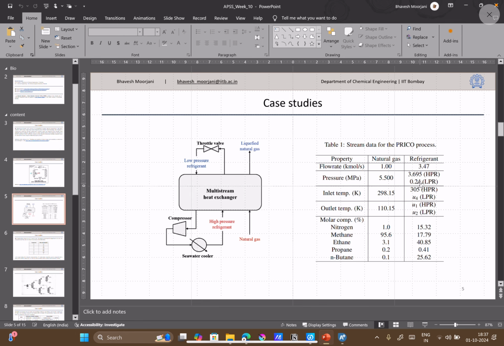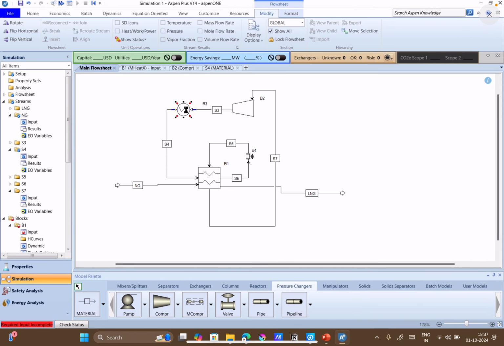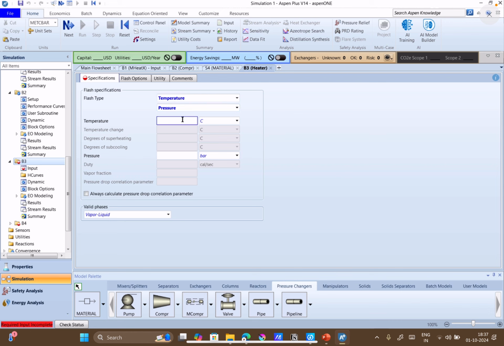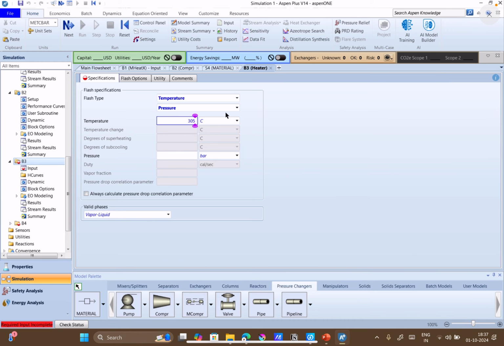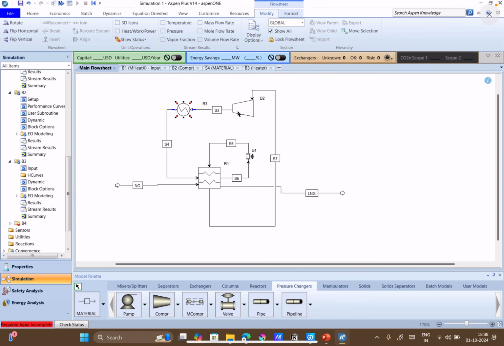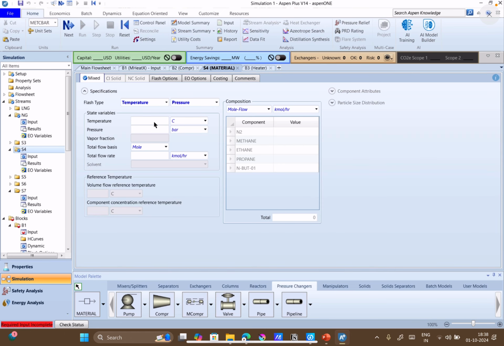So let's try it out. First we will provide the heat exchanger duty where the high pressure refrigerant is cooled down to 305 Kelvin. Let's provide zero pressure drop across the heat exchanger. Okay, so this information is complete. Compressor information is complete. S4 information we will put, which is a feed stream. So this is coming at 305 Kelvin. Pressure value, so it's 36.5 bar, right?